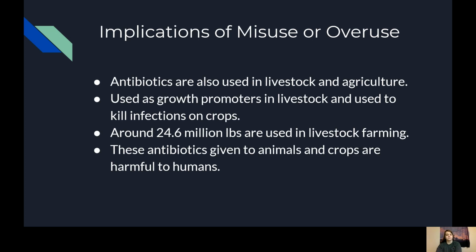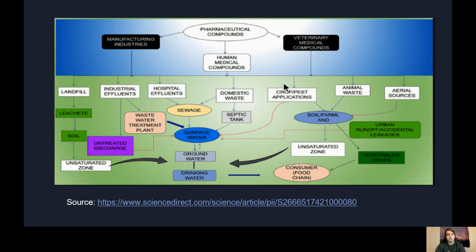Antibiotics are also used besides for health; they're also used in livestock and agriculture. They're used as growth promoters in livestock and used to kill infections on crops. Around 24.6 million pounds are used in livestock farming. And these antibiotics that are given to animals and crops are also harmful to humans, because animals are given these antibiotics, their manure is used on crops, and there are also antibiotics on the crops. It leaks into the soil, ends up in groundwater, and trace amounts have even been found in the marine ecosystem.